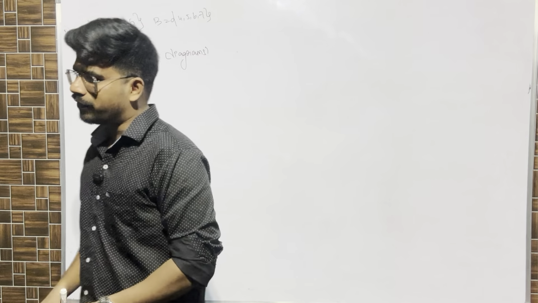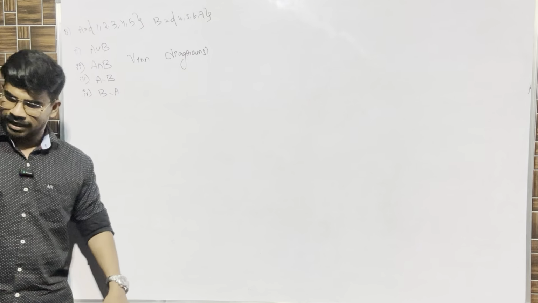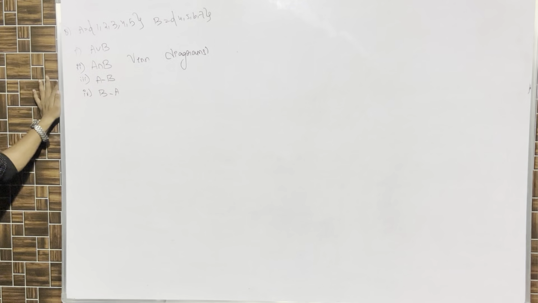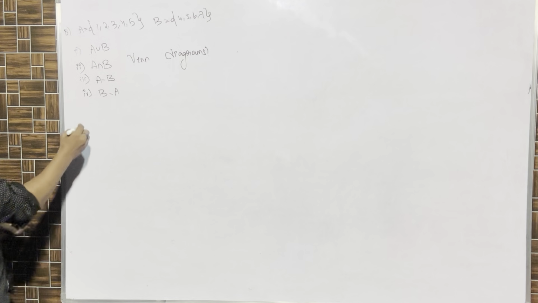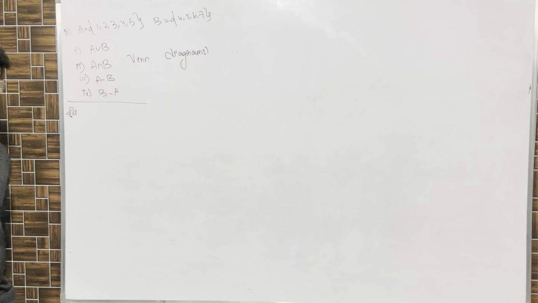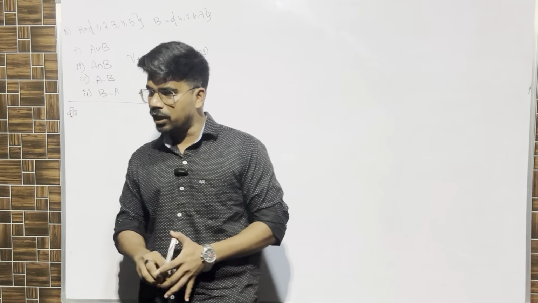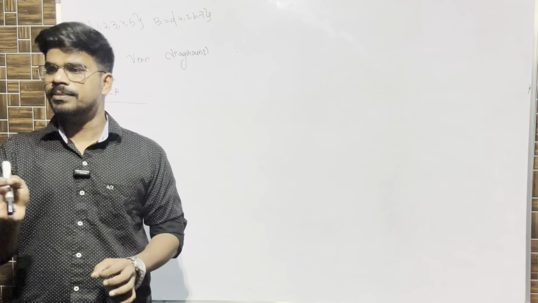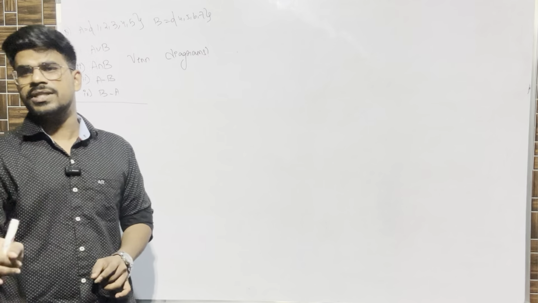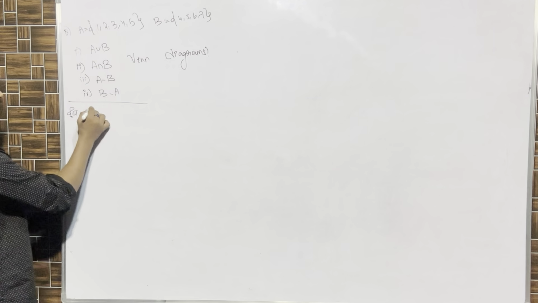So one sample question I have taken here to understand what is union, intersection, A minus B and B minus A. Like we discussed, what do we do in union? I am writing the answers directly. Common terms, we just have to write only once. However, the terms which are there apart from common terms, we also have to include from both the sets.